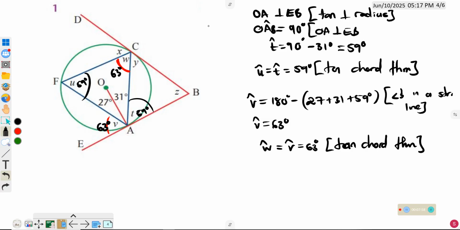How do you find X? Tan-Cot theorem again. Look at this triangle right here. You will see that X is equal to this whole angle right there. So angle X is equal to what? That gives us 58 degrees. Right, and that's the Tan-Cot theorem.